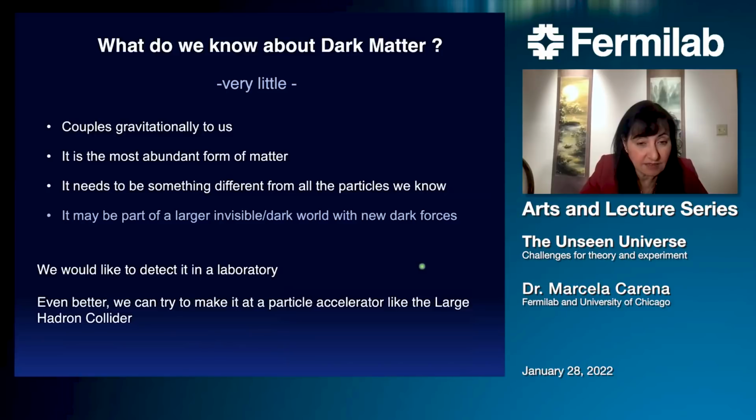So we know dark matter is there, but you could ask, what do we really know about dark matter? And unfortunately, the answer is very little. All that we have seen is that dark matter couples to us gravitationally. We have not seen any other type of interaction of dark matter with us. We know that it is the most abundant form of matter, making up about 85% of all the matter in the universe, and we have no clue what it is made of.